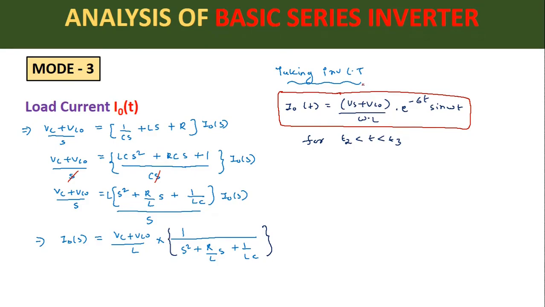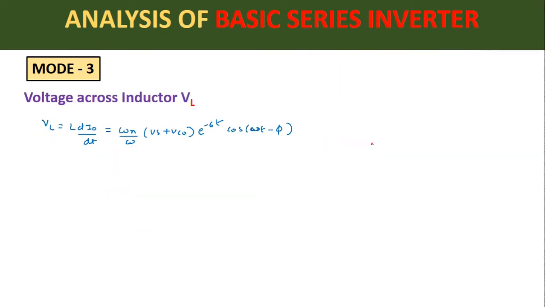After taking the inverse Laplace transform we will get this type of equation, which is the same equation we got for the load current in mode number 1 operation. But this equation is valid for time t is equal to t2 to t3. Now we will find the voltage across the inductor. Its formula is L di0 by dt. After putting in the formula we will get VL is equal to omega n upon omega r, into (Vs plus Vco), into e to the power minus sigma t into cos(omega r t minus phi). So this is the final equation for the voltage across the inductor for mode 3 operation.